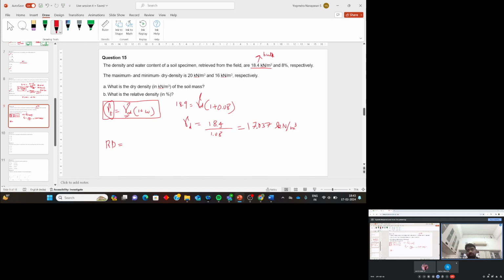The maximum is 20 and the minimum is, that is 1 by gamma d minimum, minus 1 by gamma d, by 1 by gamma d minimum, minus 1 by gamma d maximum. So it will be 1 by 16 minus 1 by 17.03, over 1 by 16 minus 1 by 20. How much are you getting? Zero point 30. It will be 30%, 30.5%.